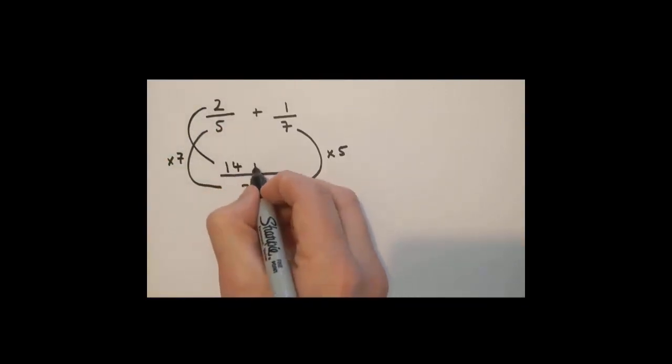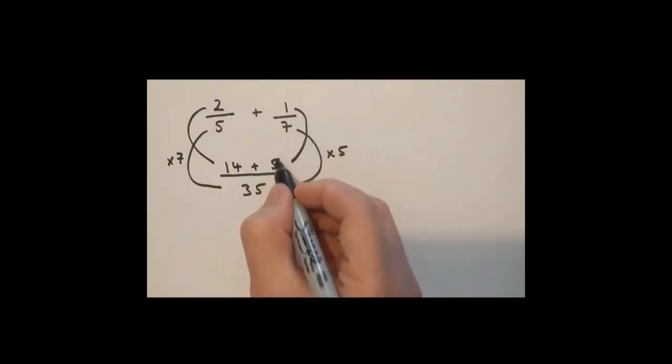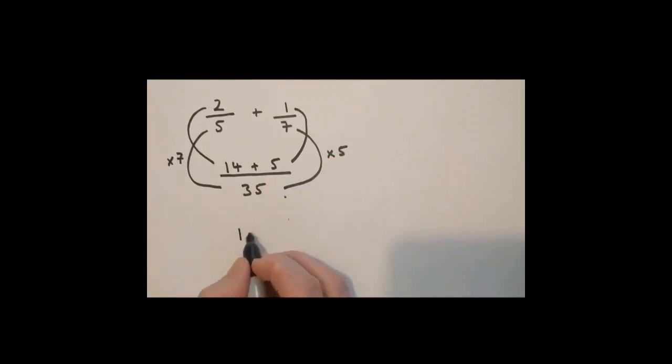We then take the top number of each fraction and do the same. 2 multiplied by 7 is 14, 1 multiplied by 5 is 5. 14 plus 5 is 19, so the answer is 19 over 35.